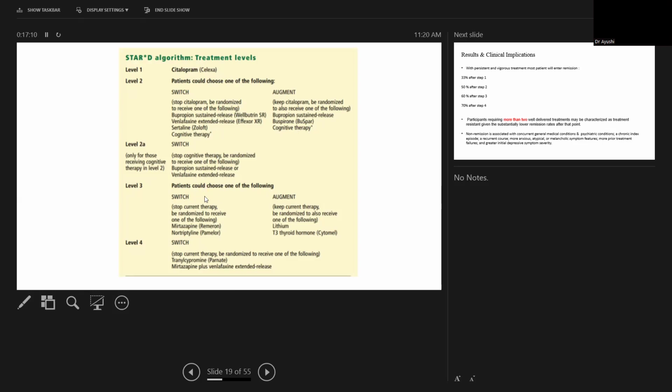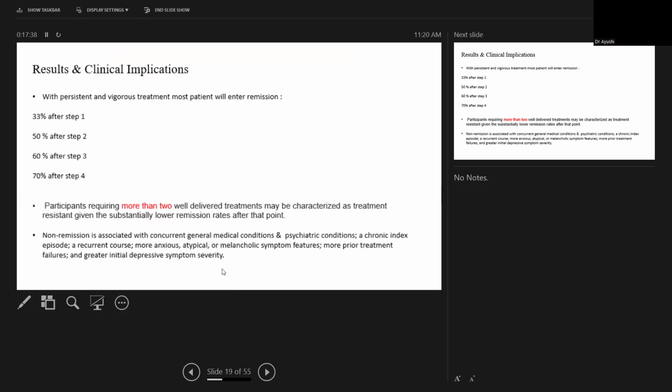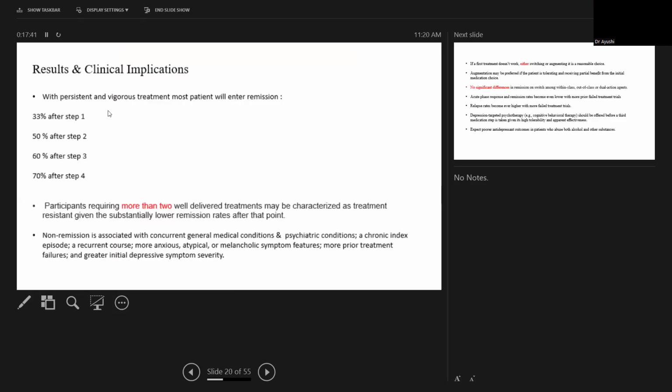At level 3, again, the patient was given a choice between switch and augmentation. In switch, the drugs that were considered were mirtazapine or nortriptyline. And for augmentation, it was lithium and T3 thyroid hormone. And at level 4, those not responding at level 3 were taken to level 4. At level 4, there was only one option, that is to switch to either tranylcypromine or to a mirtazapine plus venlafaxine extended release combination.